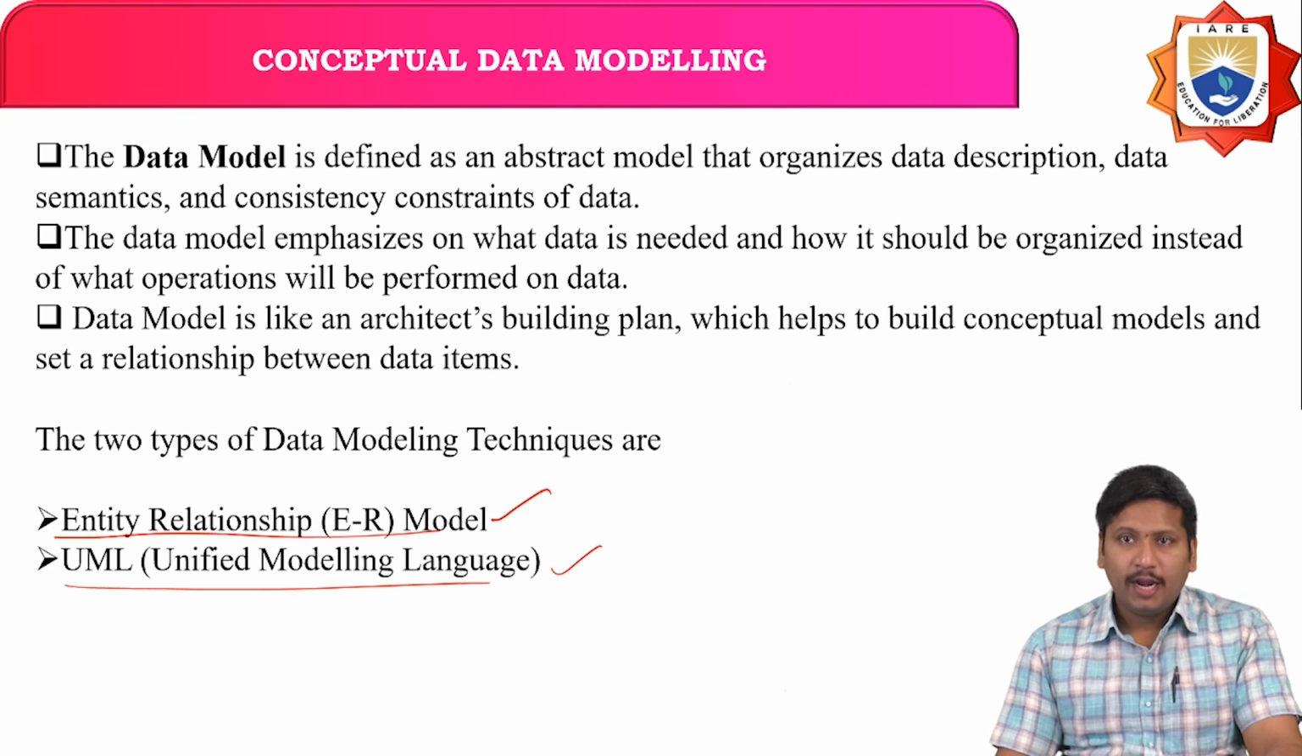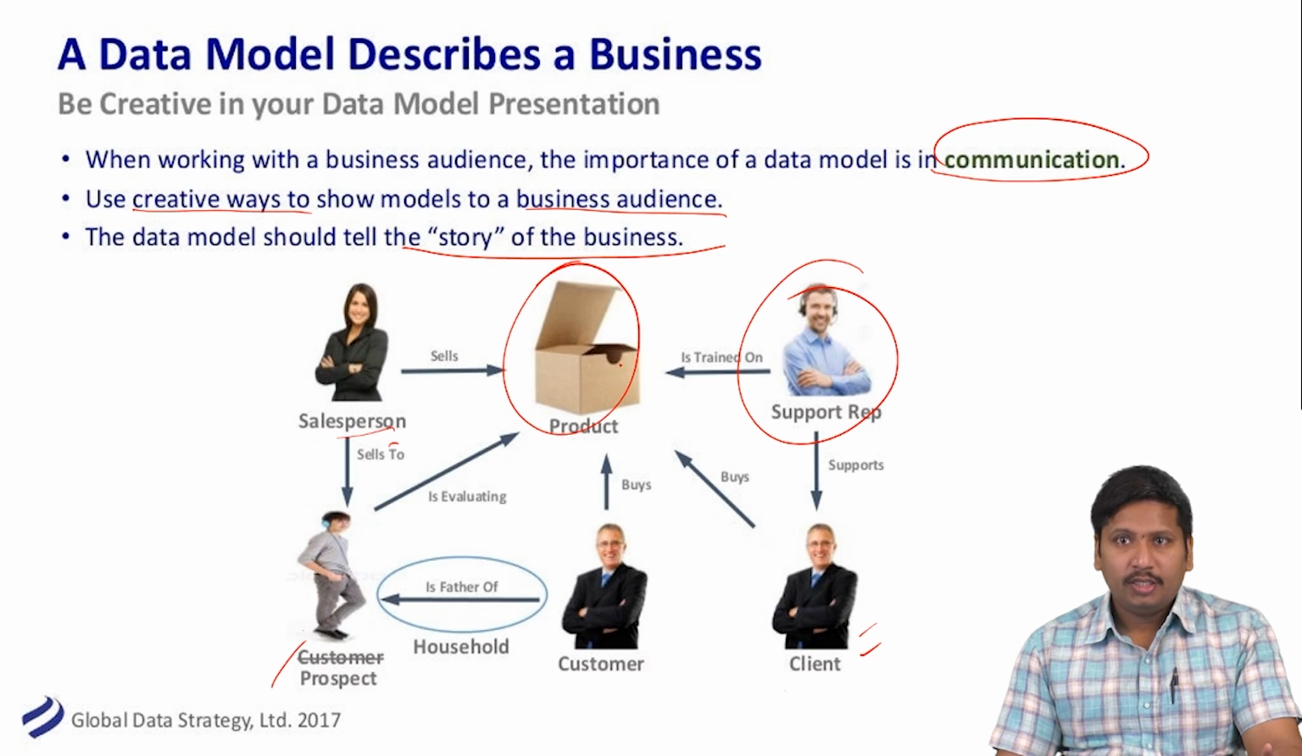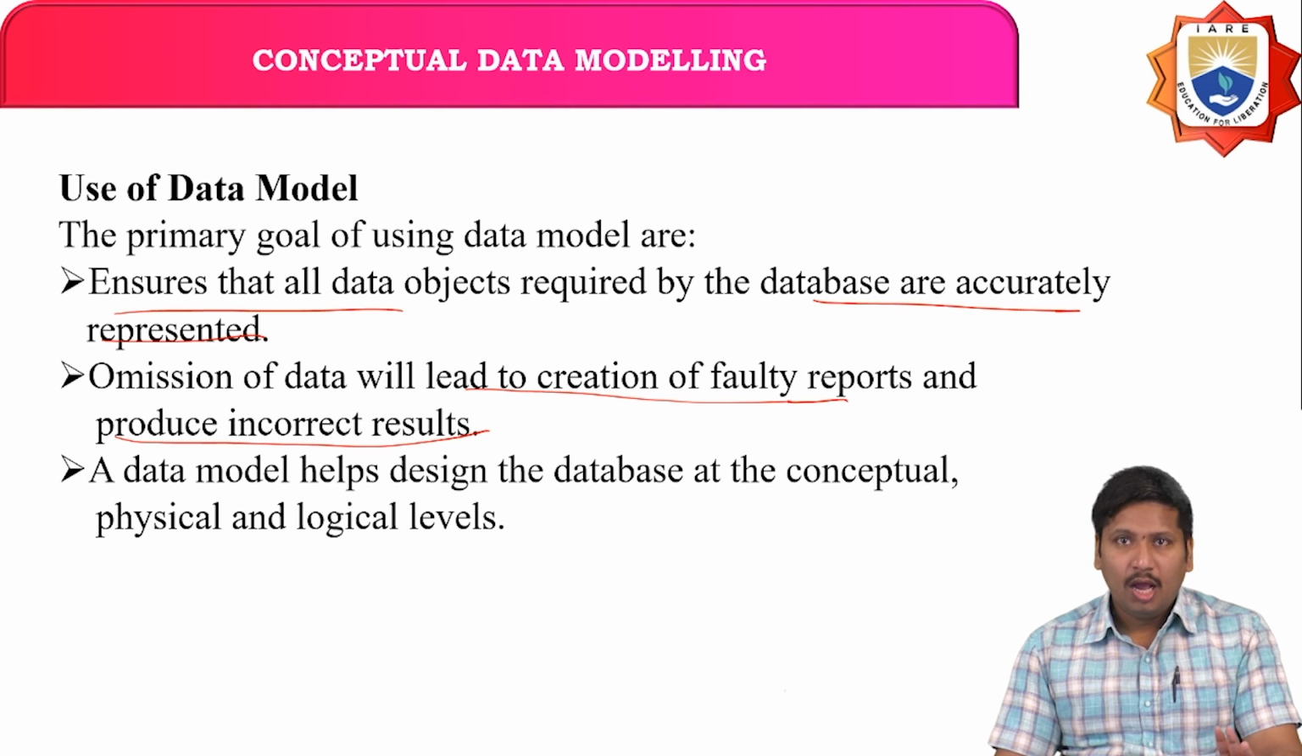So we have two types of data modeling concepts. The first one is the entity relationship model and the UML model, the unified modeling language. The data model is a graphical view of the core concepts that are important to the organization. And mainly, if I want to represent this data model through business means, then based on the communication we are able to develop the data model.